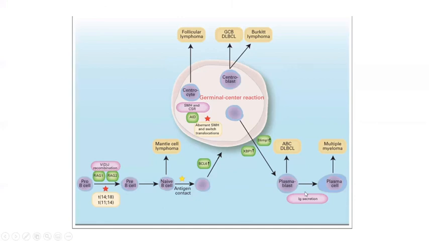And in the germinal center, what happens? Somatic hypermutation and class switching. This is the main thing which is happening and causing aberrant mutation leading to lymphoma.